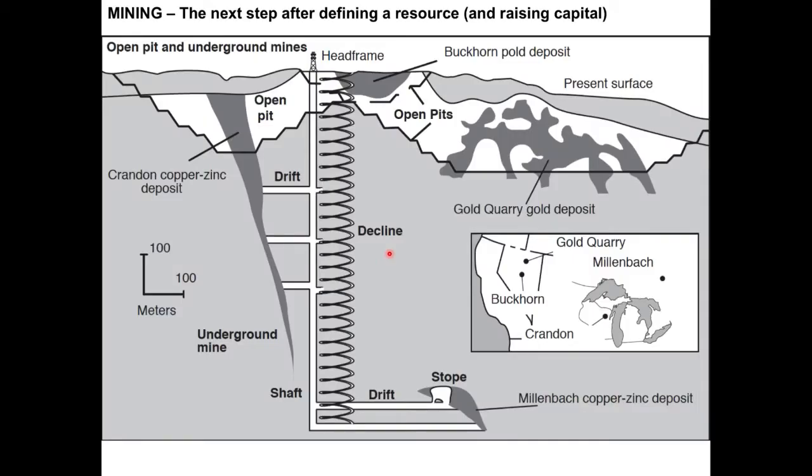So here's just a sense of the two ways that mining companies extract ore bodies. I just want you to focus here top left. We've got an ore body here, the Crandon copper zinc deposit in dark gray, and notice that it is very close to intersecting the surface. It has a much greater width or volume closer to the surface, and then it becomes much thinner as a function of depth away from the surface.